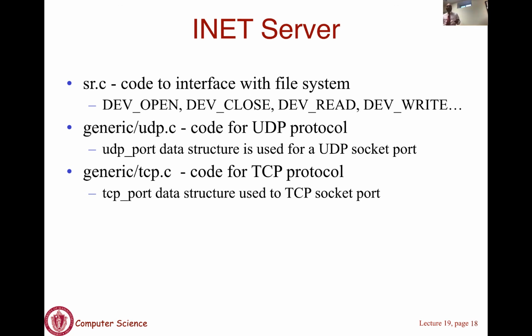Okay. And then you have code for the UDP protocol and the TCP protocol that is stored in the generic UDP.c and the generic TCP.c. What I have not mentioned here is that there's also a file called IP.c, which implements code for the IP protocol. So the transport layer is in UDP.c and TCP.c for UDP and TCP respectively, and the network layer is implemented in IP.c.